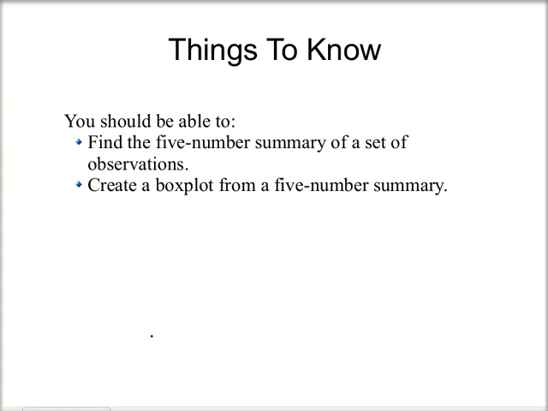So this was a short section. Things you should know from this section. You should be able to find the 5-number summary of a set of observations. And you should be able to create a box plot from a 5-number summary.